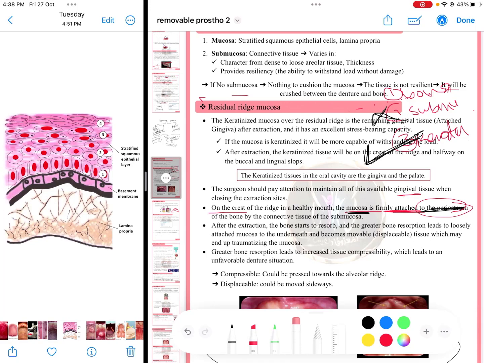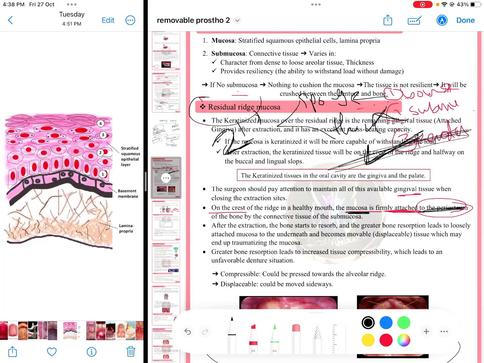So now we said that the residual ridge mucosa is not thick. So the submucosa is thin, and the bone here is spongy. Because the bone is spongy and the submucosa is thin, we classify the residual ridge as a secondary stress bearing area. That's why we don't depend on keratinization alone. We have to look at the bone and submucosa.